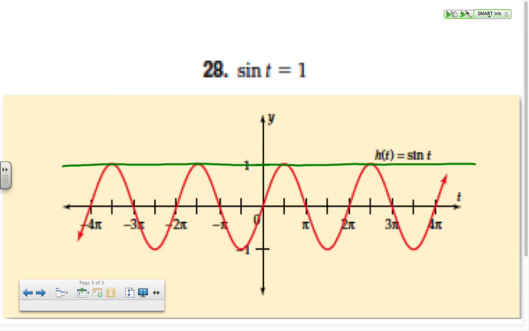Now, how often does it hit 1 in a cycle? If it starts here and goes from 0 to 2 pi, it actually only hits it in one place. So this is only going to have one answer. It only hits it at pi over 2. So it's t equals pi over 2 plus 2k pi, because every cycle, it's going to hit at the one value. Same thing if we go backwards. This k can be any integer, negative or positive. So that's that one. That was an easy one.